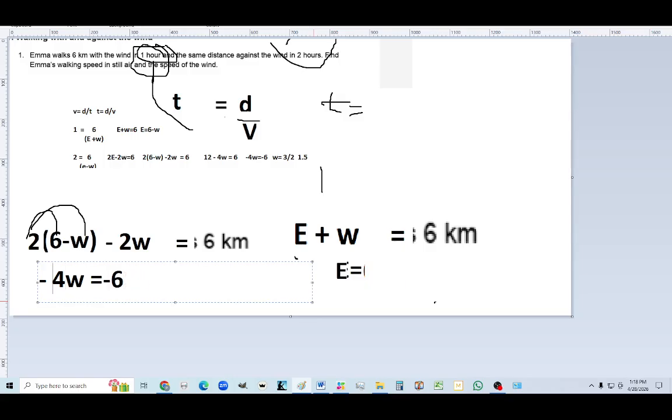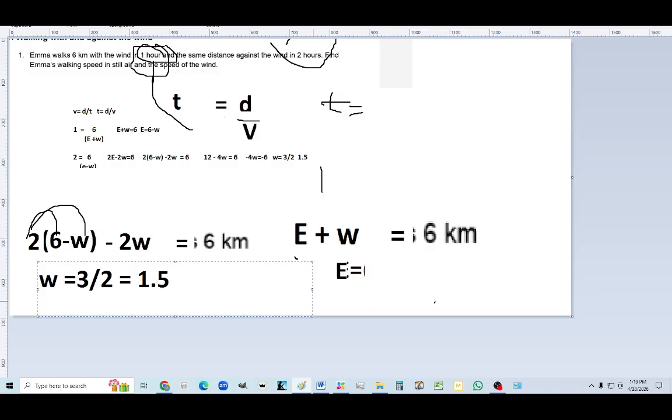Then, to get rid of this minus 4 multiplying the W, because I want to solve what W is, I divide both sides by minus 4. On the left side, I have W. And on the right side, minus 6 over minus 4 simplifies to minus 3 over minus 2. The minuses cancel. Whenever you see two minuses, just work with positives. And this is 3 over 2 or 1.5.